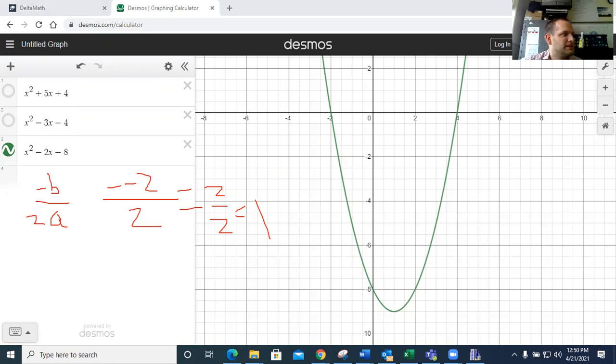So right here, I've got my 1. Now I need to figure out what the y value is. So I'm going to take a 1 and plug it into my x values here.